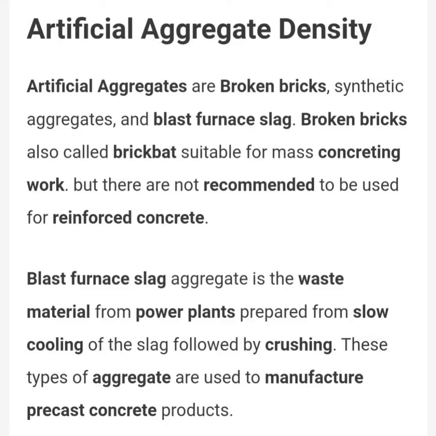Hello friends, in this video we will see how to calculate quantities of cement, sand and aggregate for M20 grade concrete. And also we will see how to calculate rate of M20 grade concrete. So let's begin. For rate analysis purpose we will consider a quantity of 1 cubic meter of M20 grade concrete.